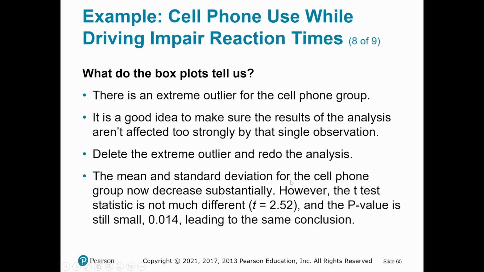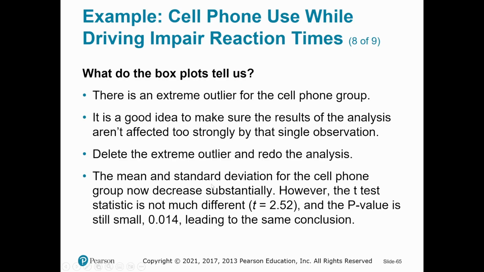So the mean and standard deviation for the cell phone group now decrease substantially. However, the T statistic is not much different. The p-value isn't much different. So what do we conclude? It doesn't even matter whether we throw it in the garbage. But you shouldn't throw it in the garbage unless you have a reason to. But it's a good influence analysis. He looked at it. It's easy. Take the outlier out, run it again. It's not like you're doing it by hand. In the old days, you had to do this by hand.